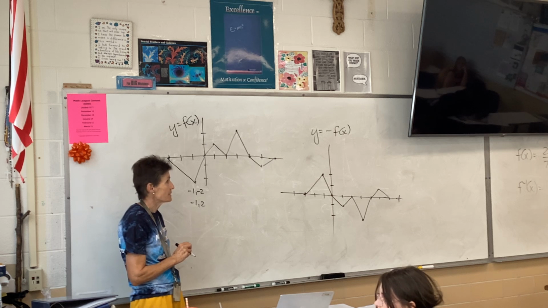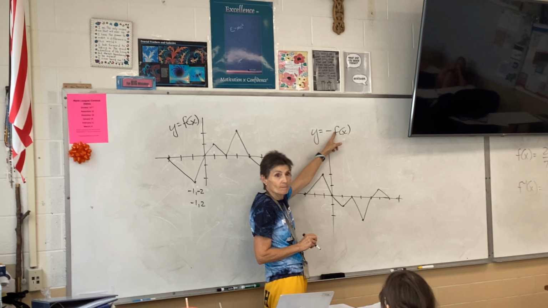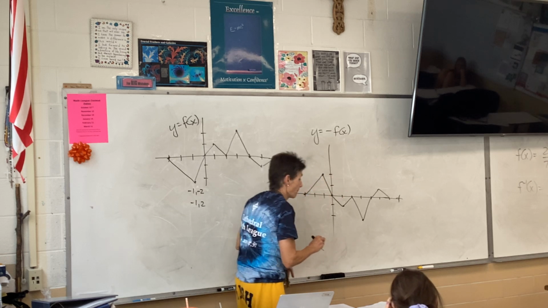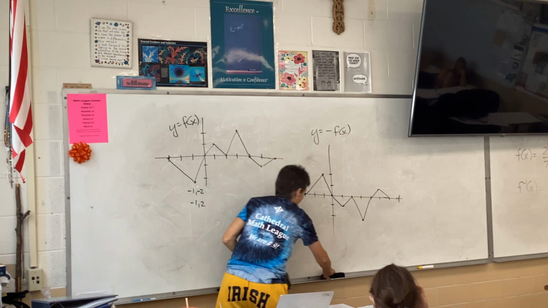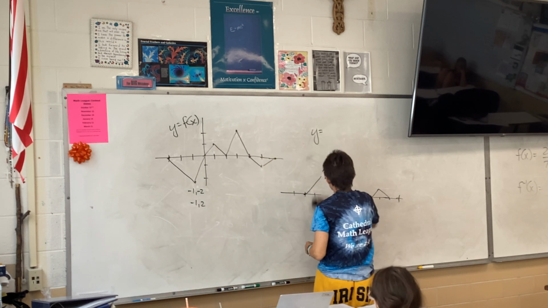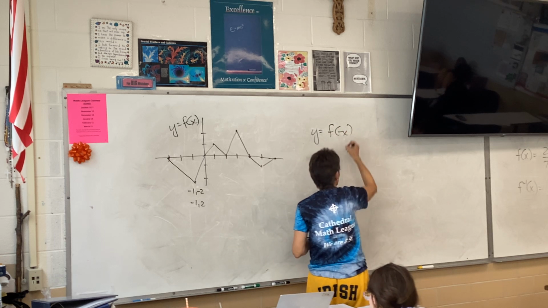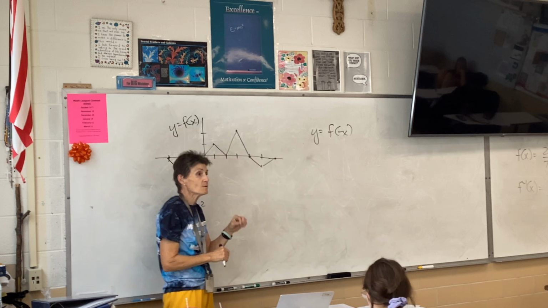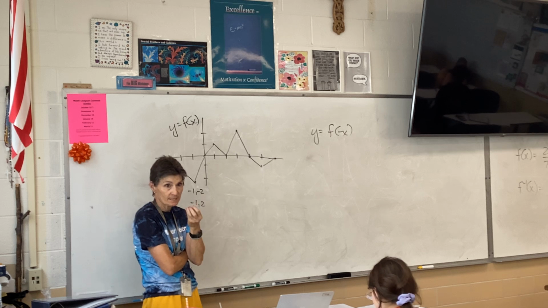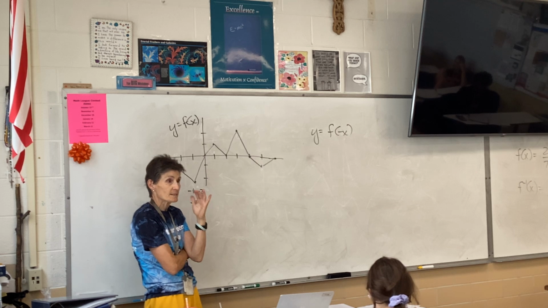Why did we turn it upside down? Because we put a negative out in front. Everybody with me? All right, what's the next one? The next one is f of negative x. The negative is inside. It's not out in front, it's inside. And what did we say happened when you had a negative inside? Sideways. It's a sideways flip.